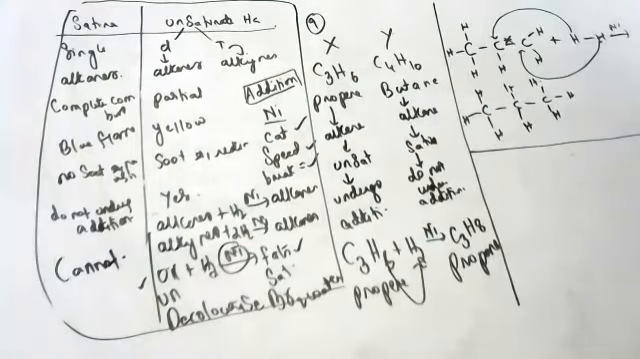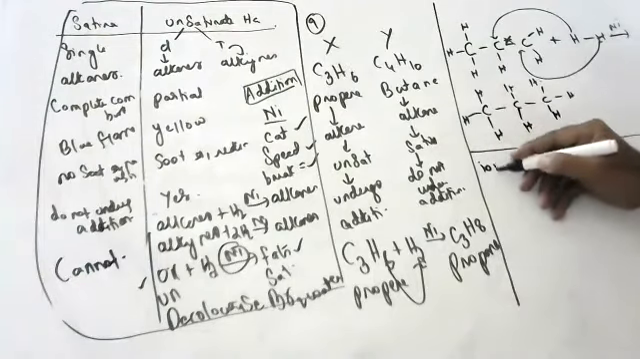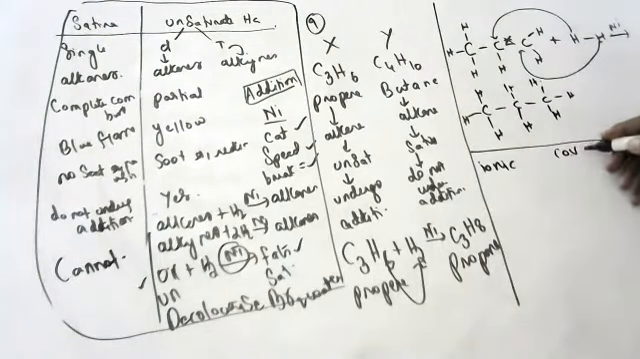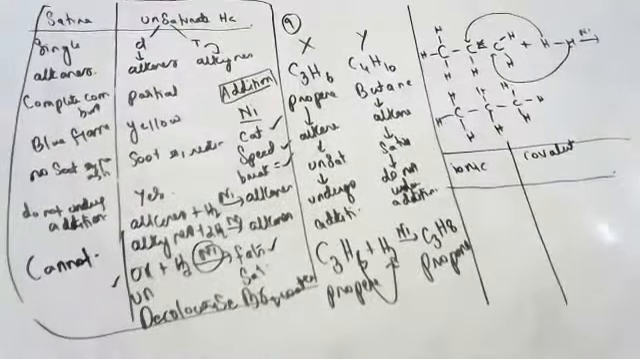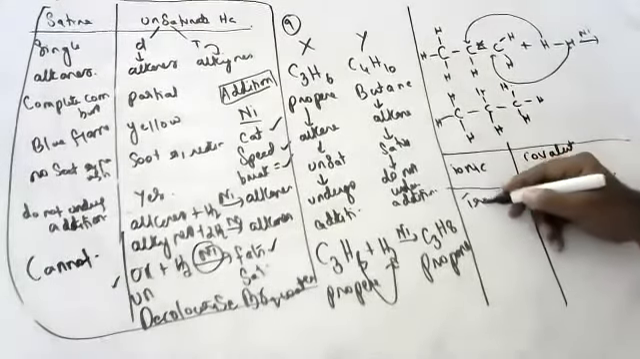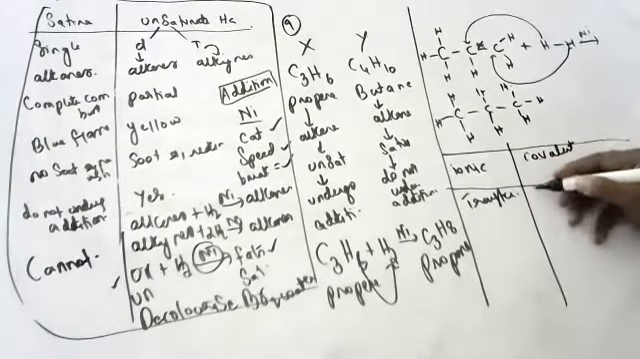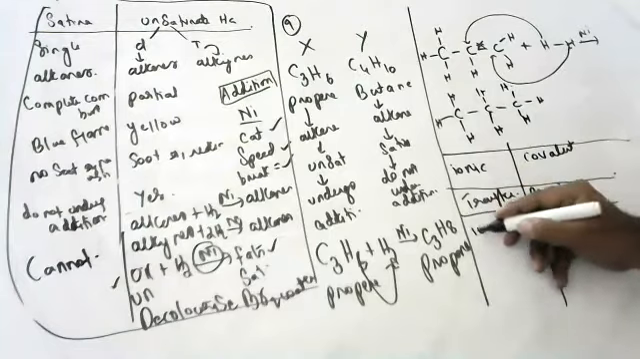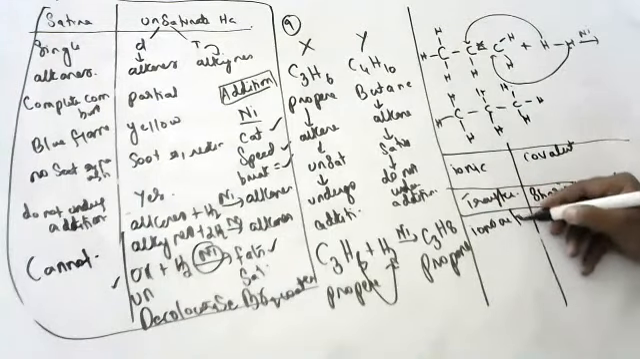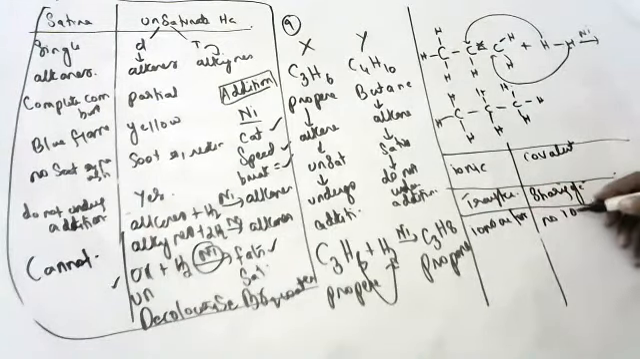State any three differences between ionic and covalent bonds. Every year they are asking for it. What are the differences between ionic and covalent bonds? Every year in board exam. Ionic bond occurs because of transfer of electrons. Covalent bond occurs because of sharing of electrons. Because of transfer of electrons, ions are formed. Here, no ions are formed.